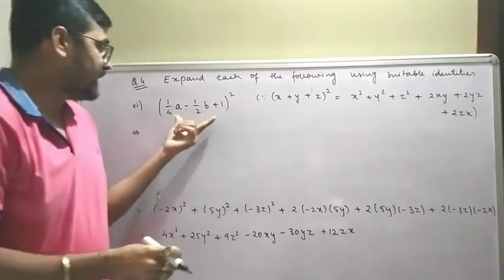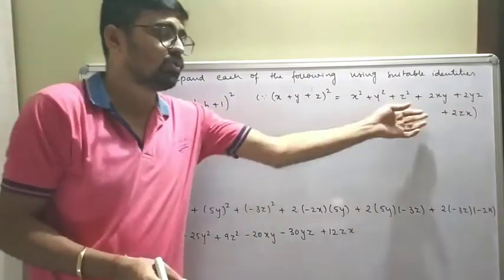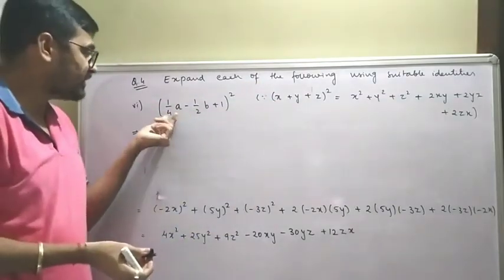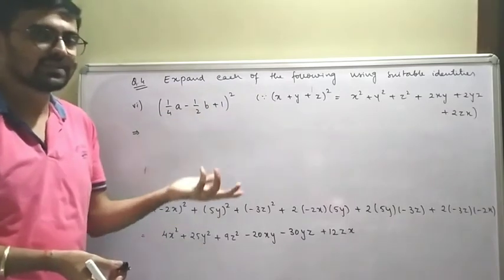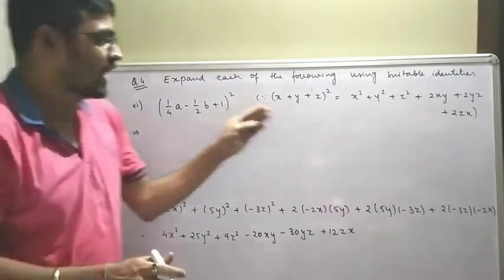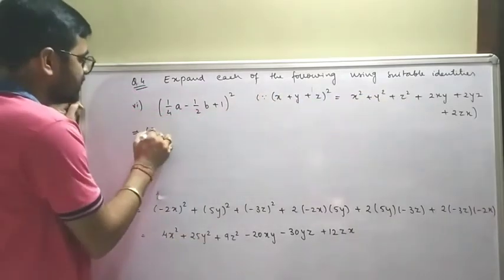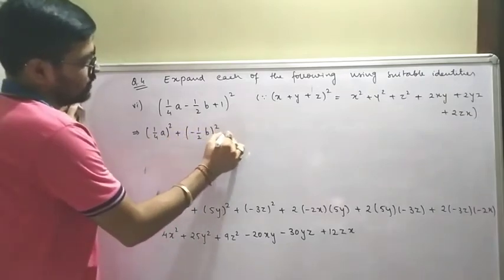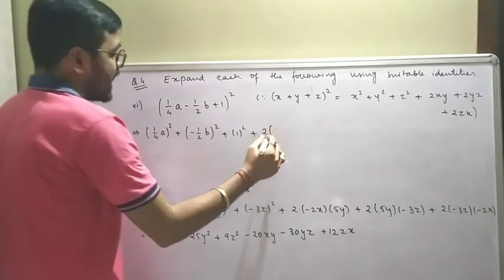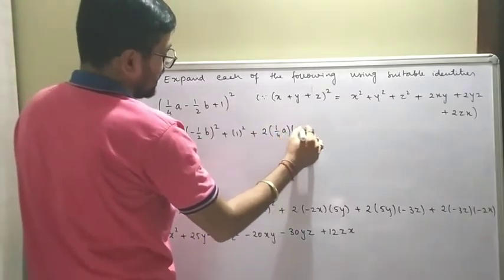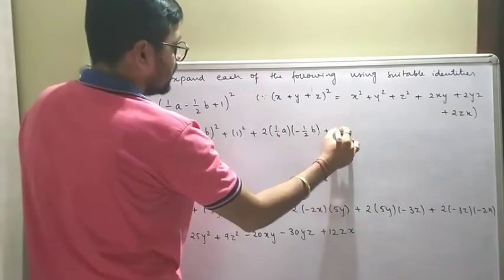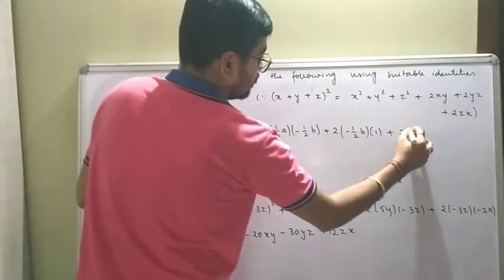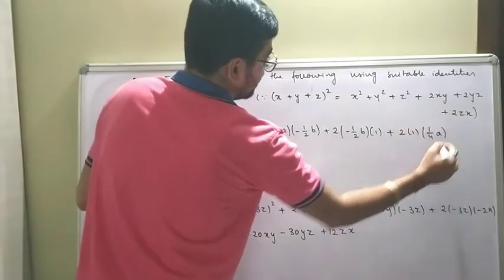Now again I told you, if there are three terms and a perfect square, we are always going to apply this identity. Why am I solving this? Because most of the students get afraid if a fraction comes. So don't worry about it. Just stick to the rules. Apply the same concept. We'll get it. First (1/4 a) square plus (-1/2 b) square plus 1 square plus 2 times product of first two terms, 1/4 a into minus 1/2 b, plus 2 times minus 1/2 b into 1, plus 2 times 1 into 1/4 a.